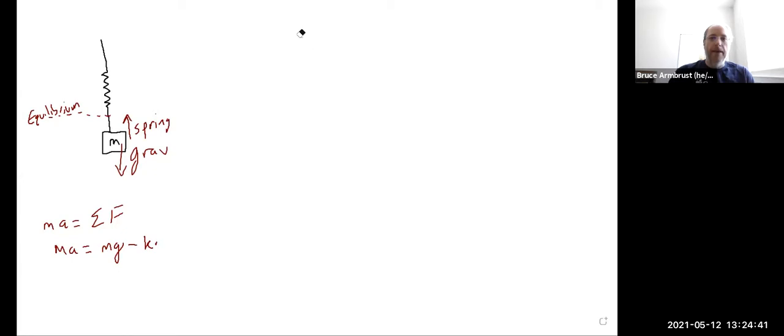And in this case, the x, that's your displacement. So it's how far are we off of equilibrium? And then k is what we call the spring constant. So it's just a property of the spring. It basically tells you how easy it is to stretch or compress it.